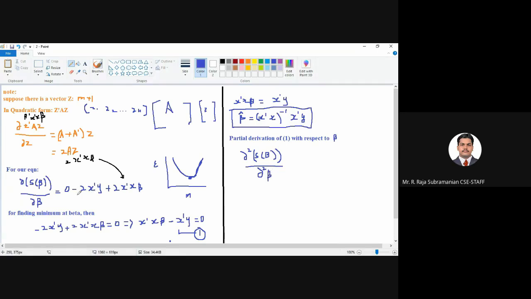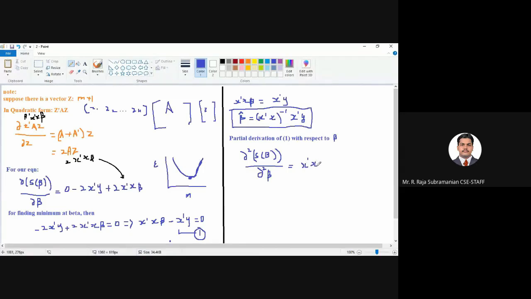This term is actually available here, X'Xβ minus X'y. So I want to differentiate with respect to beta. If I differentiate with respect to beta, this term is considered a constant because no beta term is there, so this term will completely vanish. The only term that will exist is this particular term, that is X'X.